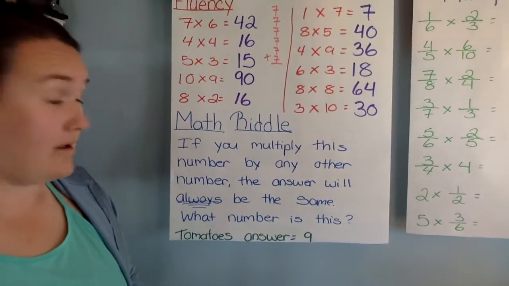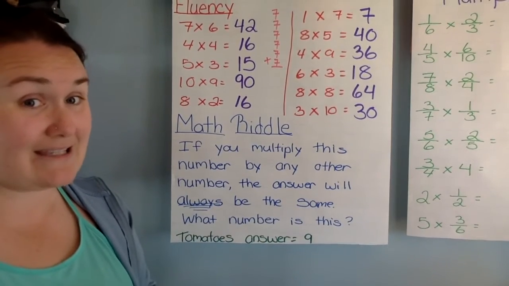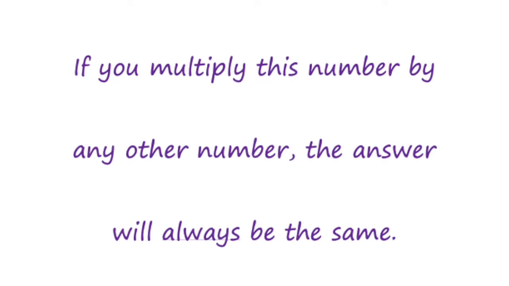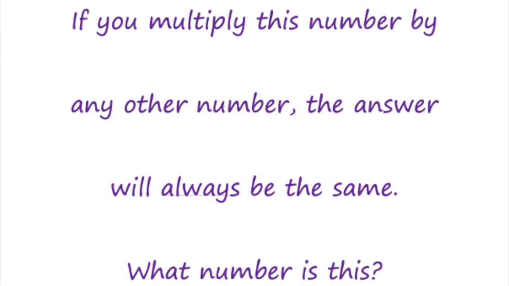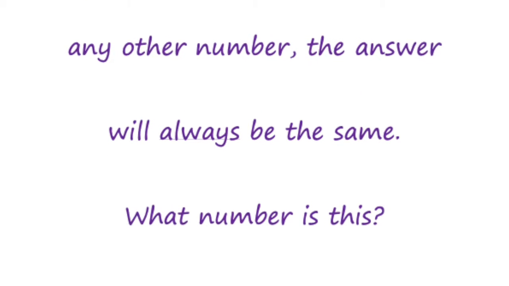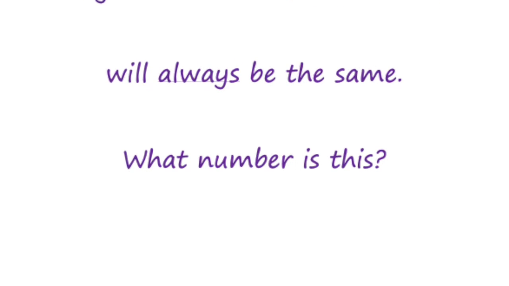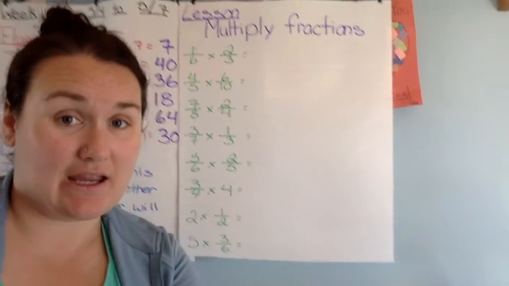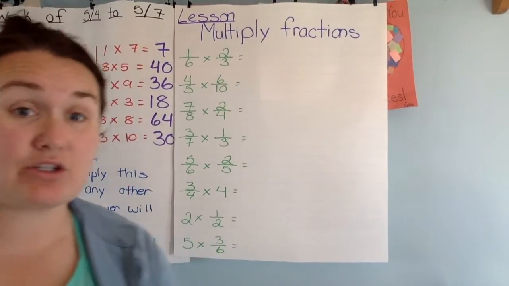So last week's answer to the tomatoes is 9. It was a play on words. So, all right, see you in a little bit. If you multiply this number by any other number, the answer will always be the same. What number is this? So, lesson for today is multiplying fractions.